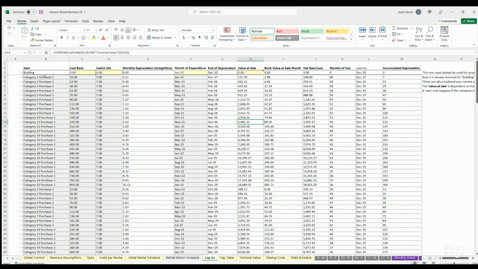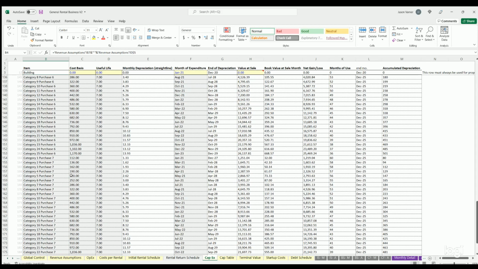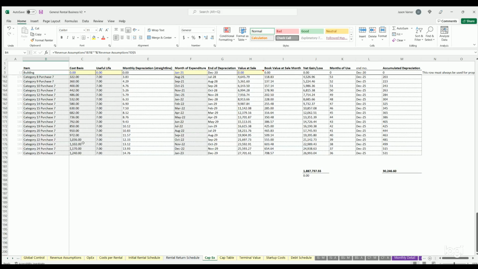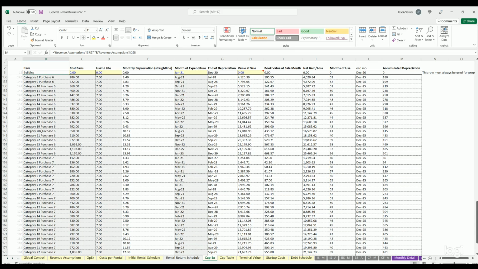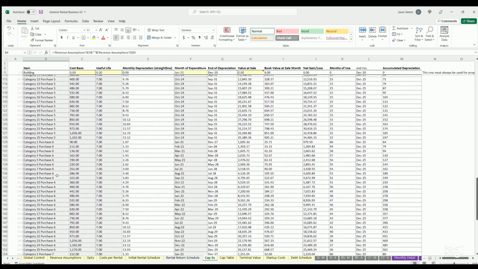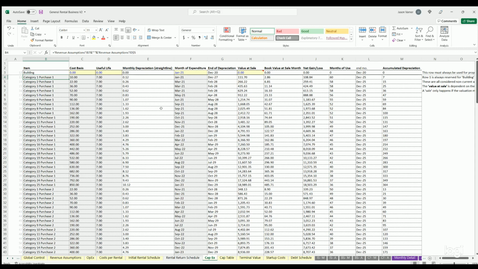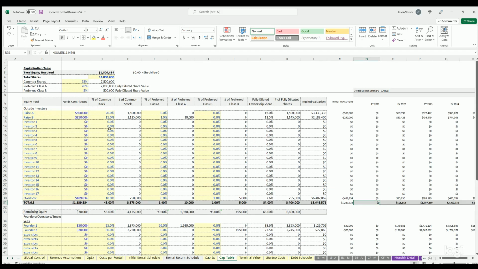CapEx, this is pulling from the revenue logic, basically showing the total cost of each unit tranche purchased for all 25 categories for all 7 tranches. And then each one will have its monthly depreciation. The only difference is the top one is just for a building. If you're buying a building to operate in, you can put the relevant assumptions up here. And if not, just zero it out. Cap table I already went over.